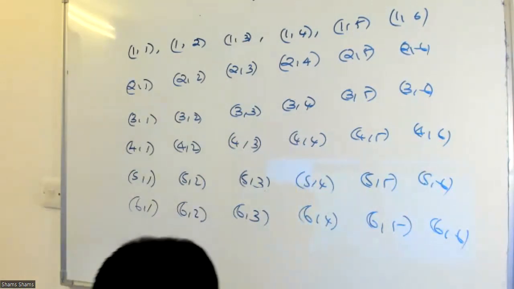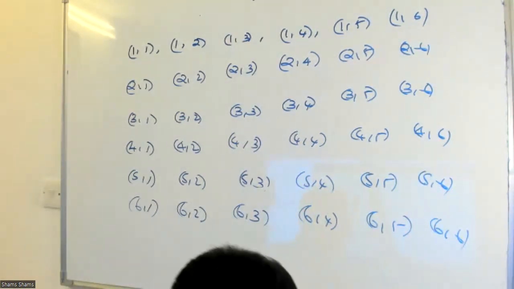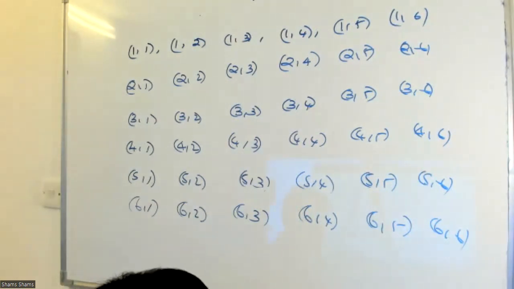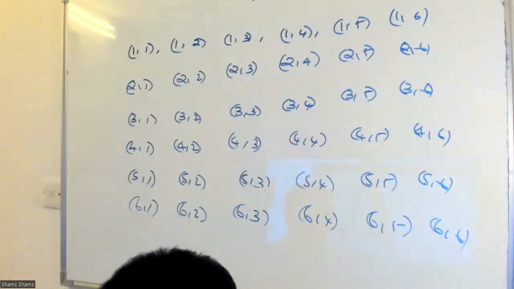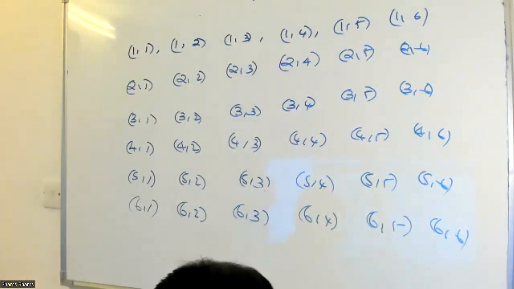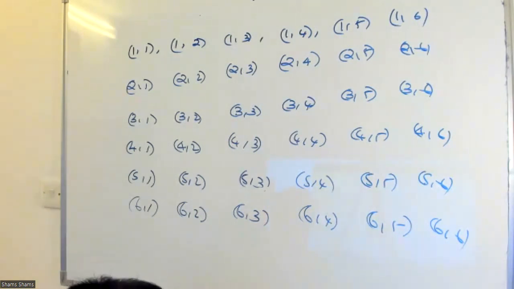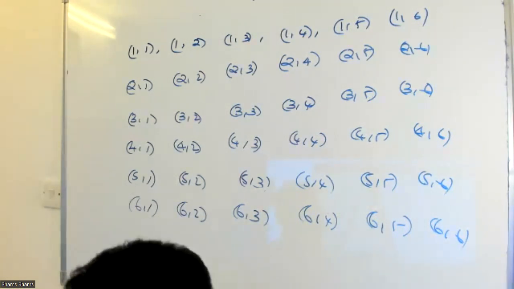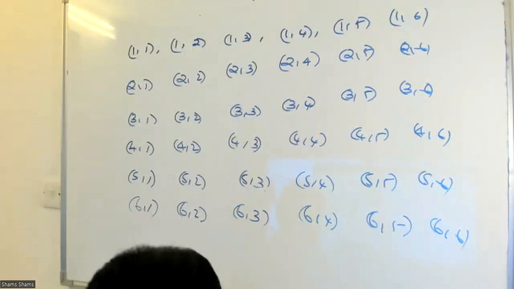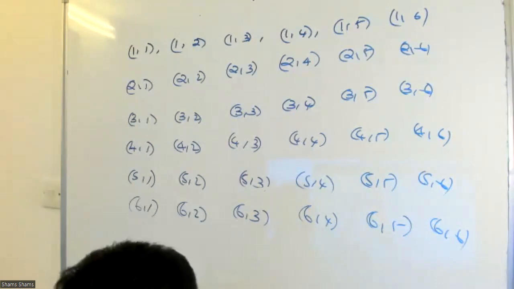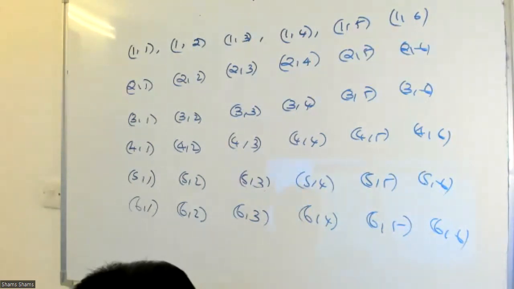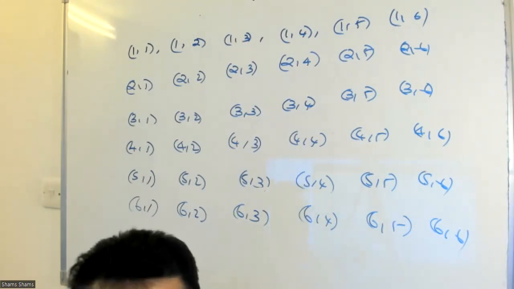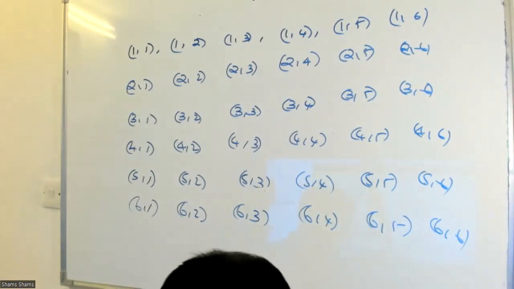How many numbers? Sir, it's 11, 11 by 36. Sir, can you explain once again? The question is saying a multiple of 2 on one dice and a multiple of 3 on the other. So first, 2, 3: 2 is a multiple of 2, 3 is a multiple of 3. 2, 3 possible, 3, 2 also possible because there is no order. 2, 6, 6, 2. 4, 3, 3, 4. 4, 6, 6, 4. Clear? Understood, thank you.